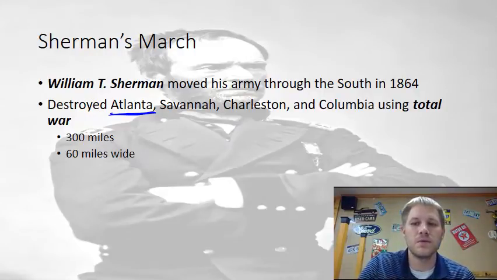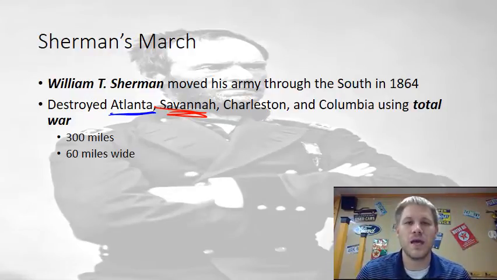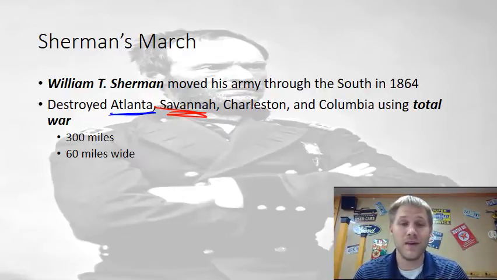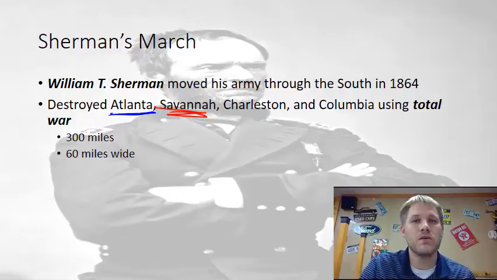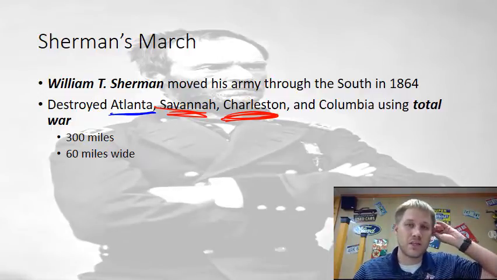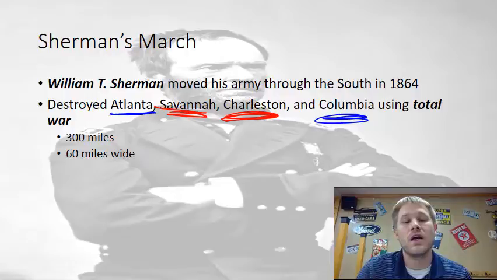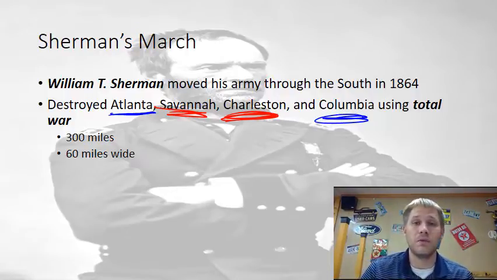The next place he went to was Savannah, another big city that you've probably been to. When he was in Savannah, he destroyed Savannah. After Savannah, he went up the coast into South Carolina, and he destroyed one of our favorite cities, Charleston, a popular city in South Carolina. Then after he destroyed Charleston, he went back up through South Carolina towards North Carolina, and he finished in Columbia, and he destroyed Columbia.